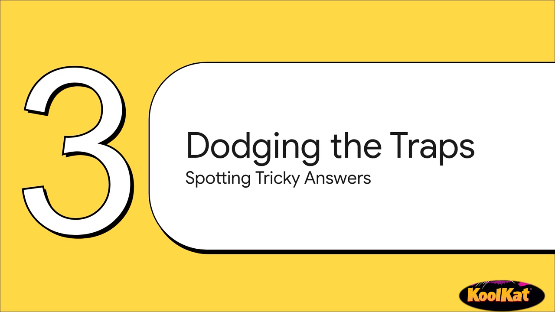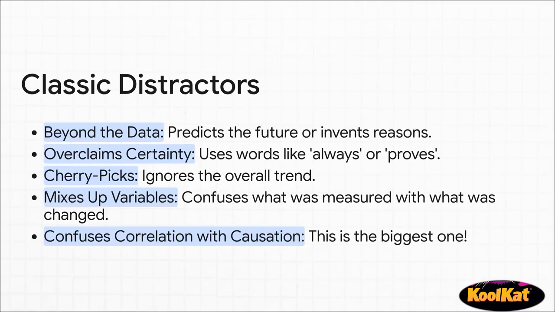Now let's talk about the enemies. Those tricky wrong answers, the distractors that are designed from the ground up to fool you. These are the classic traps you're going to see over and over. Answers that go way beyond the data, making predictions about the future. Answers that overclaim certainty with words like "always" or "proves." Some will cherry pick just one piece of data and ignore the big picture. But that last one, confusing correlation with causation, oh man, that is the big one.